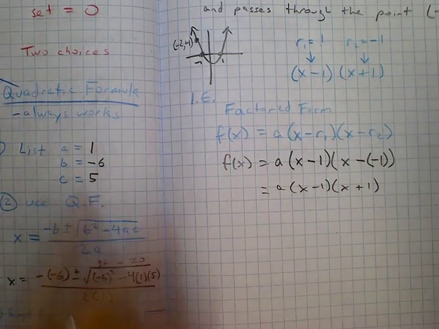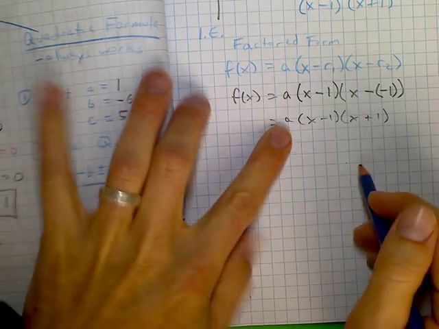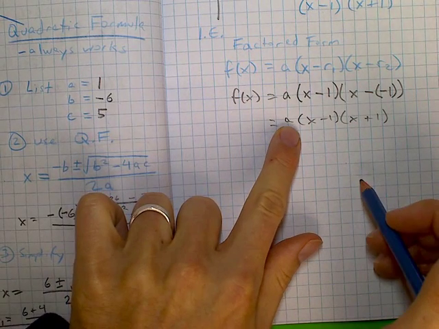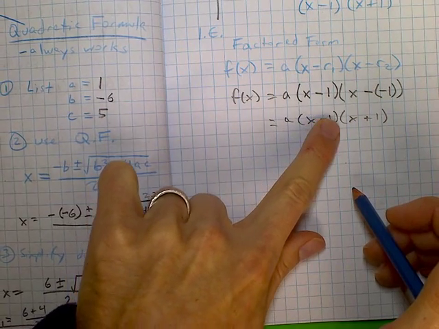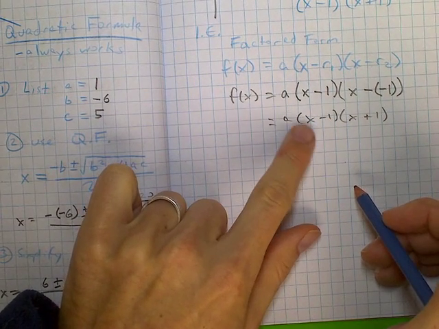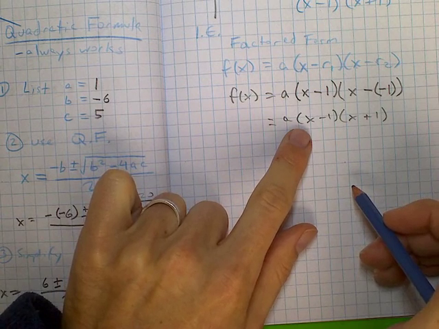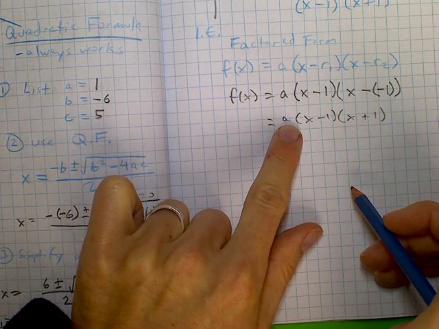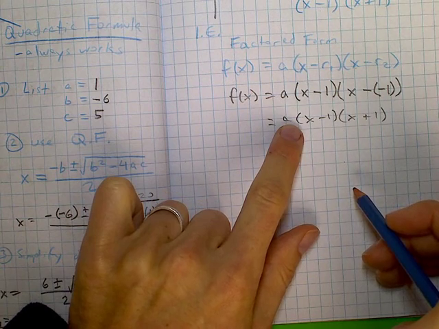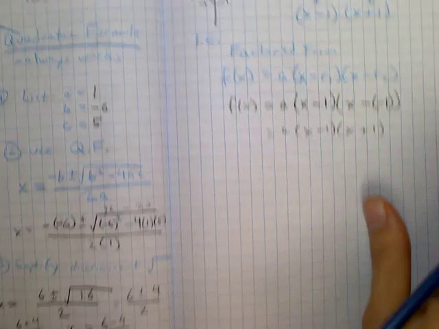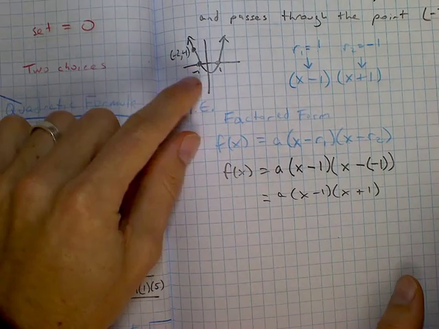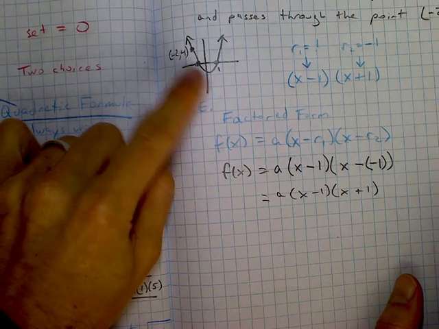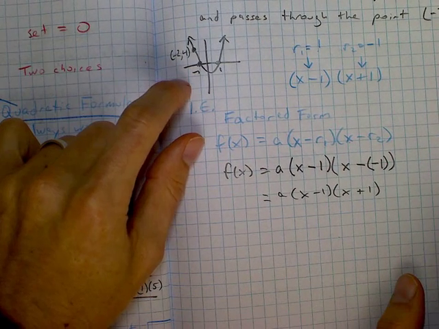Now, how do we find a? This could be an infinite number of different quadratic functions. It could be 2 times x minus 1 times x plus 1, or 7 times x minus 1 times x plus 1. They would all have the same roots. Well, what would multiplying by a number a out in front do to our function? What does multiplying by a number out in front do to any function? Yeah, it's a vertical stretch.